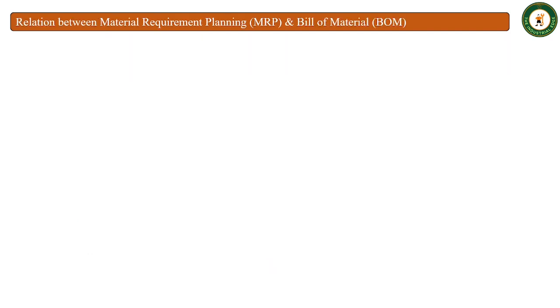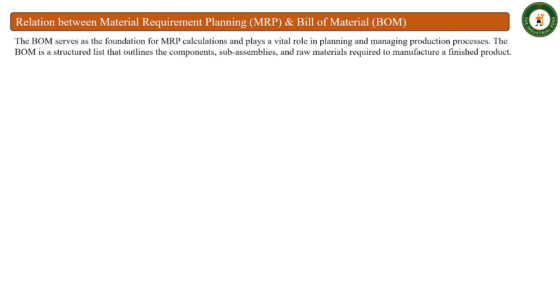Relation between material requirement planning and bill of material. The bill of material, that is BOM, serves as the foundation of MRP calculations and plays a vital role in planning and managing production process. The BOM is a structured list that outlines the components, sub-assemblies, and raw materials required to manufacture a finished product. Now we are going to discuss the relation one by one.